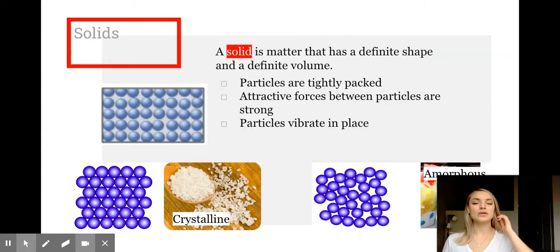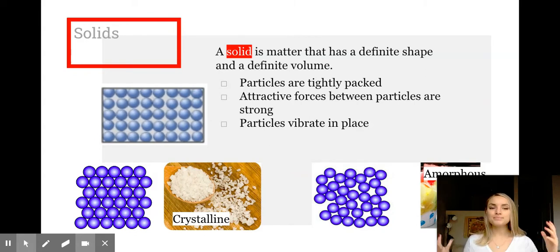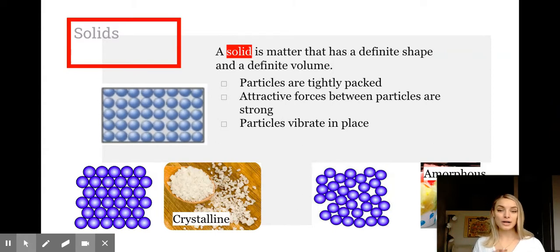Amorphous material, however, doesn't have a fixed shape. As you can see, the particles are all kind of put wherever they are. And an example of an amorphous solid is cotton candy. It doesn't have a fixed shape per se. It does have a fixed shape because all of those strands are a definite shape. But because it is a much less organized material, it has a much less structured shape. But it still has a definite shape, technically.